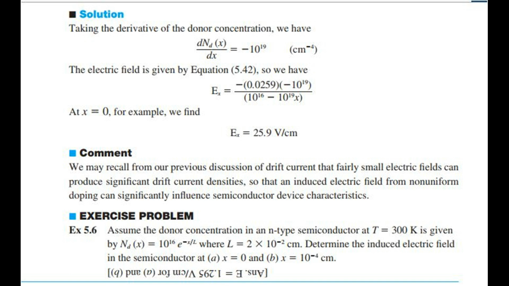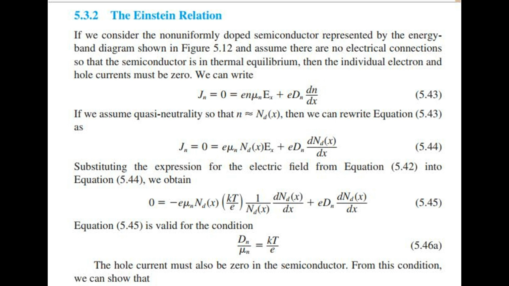Comment: we may recall from our previous discussion of drift current that fairly small electric fields can produce significant drift current densities, so that an induced electric field from non-uniform doping can significantly influence semiconductor device characteristics. The Einstein relation. If we consider the non-uniformly doped semiconductor represented by the energy band diagram shown in figure 5.12 and assume there are no electrical connections so that the semiconductor is in thermal equilibrium, then the individual electron and hole currents must be zero.